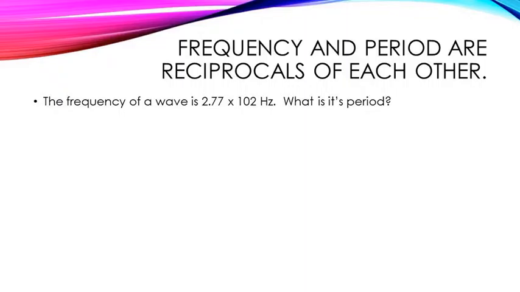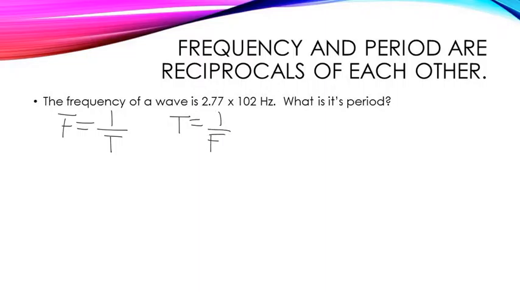Frequency and period are reciprocals of each other. So remember, reciprocal means that you have flipped the fraction. So your numerator becomes your denominator, and your denominator becomes your numerator. So F equals 1 over T, and T equals 1 over F.